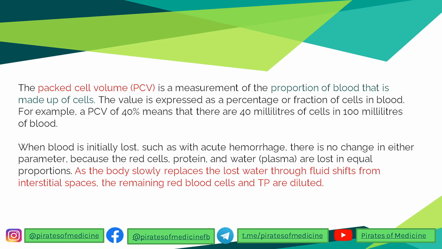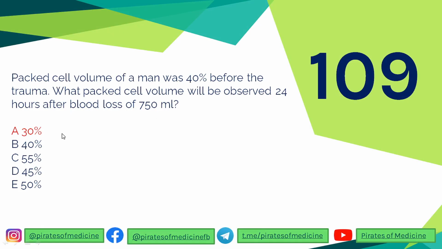So you will see that the cells will be less in comparison with the plasma. The blood volume will be normal, but the proportional element of the blood cells will be less. So the packed cell volume will be less. And out of all the options given here, 30% is the only lesser amount than the previous one, the 40%. So that is why the packed cell volume will be 30%.